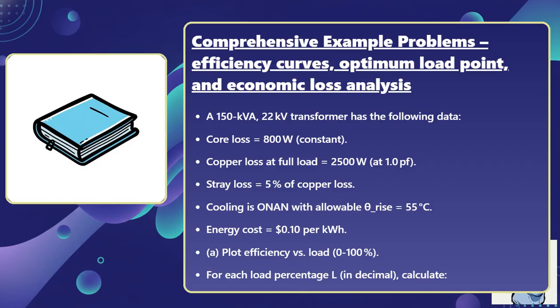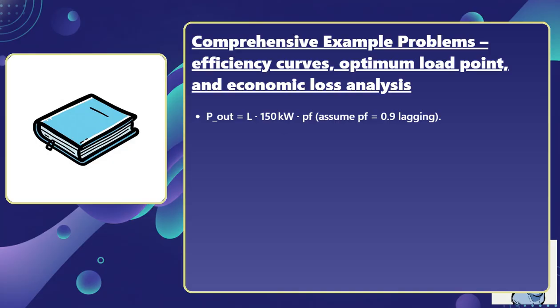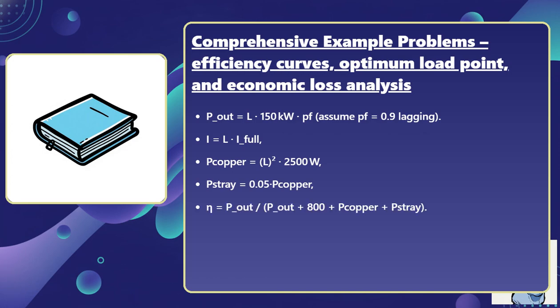For each load percentage L in decimal, calculate: P out equals L times 150 kilowatts times power factor. Assume power factor equals 0.9 lagging. I equals L times full load current. P copper equals L squared times 2,500 watts. P stray equals 0.05 times P copper. Eta equals P out divided by the sum of P out, 800, P copper and P stray.